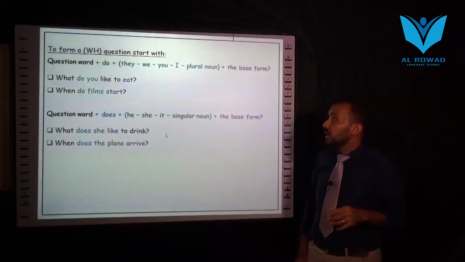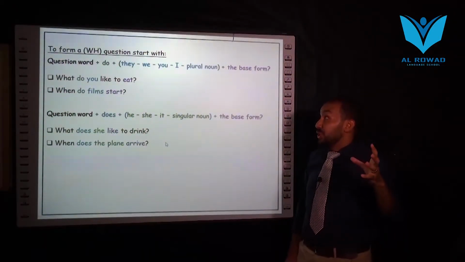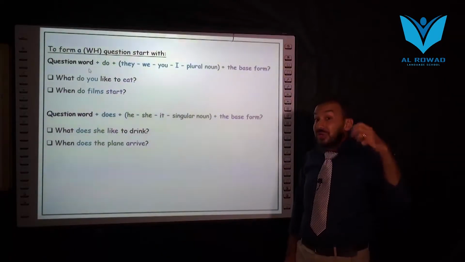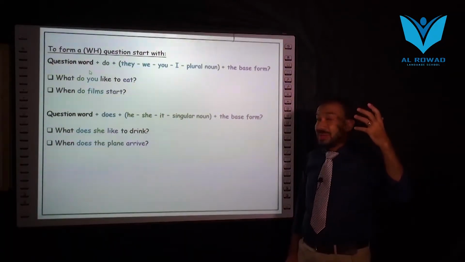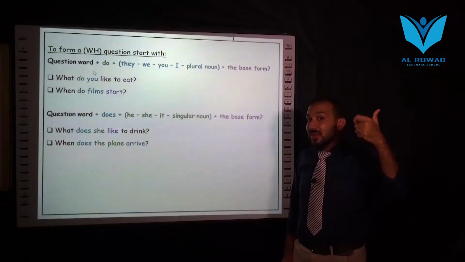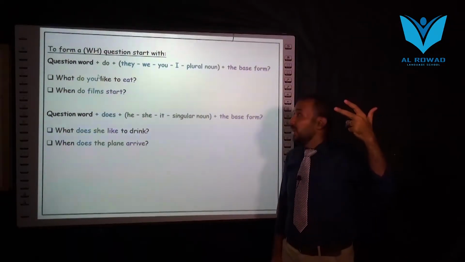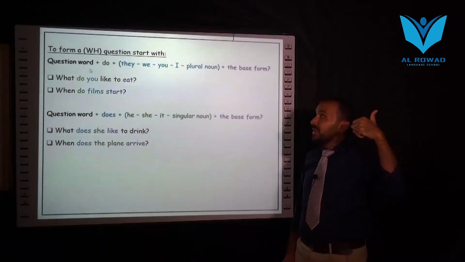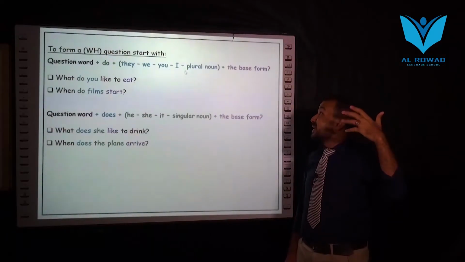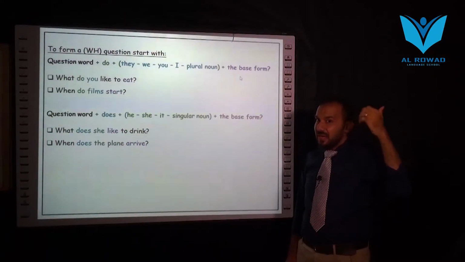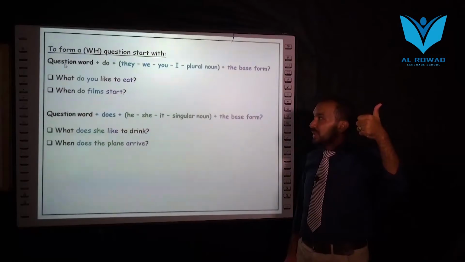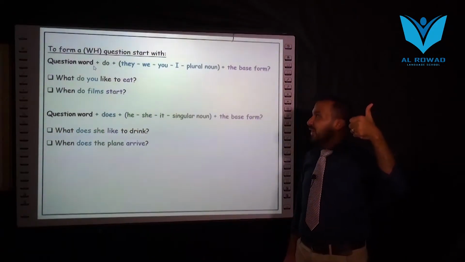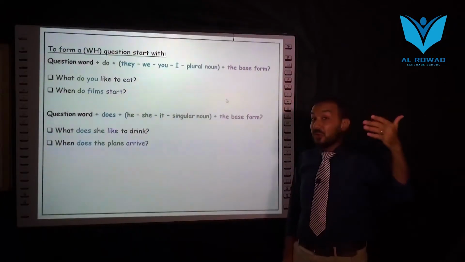Okay? To make a WH question, we start with a question word. Do you know what is question word? Question word like what, like why, like when, like where, any question word. I use the question word, then I use do or does, then I use the subject, then the base form of the verb. Again, I use the question word, then I use do. If I have they, we, you, I, any plural noun, then the base form of the verb.